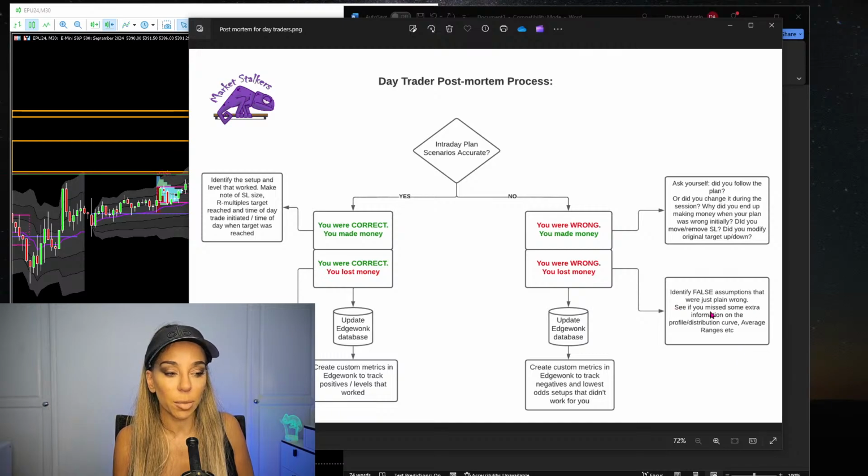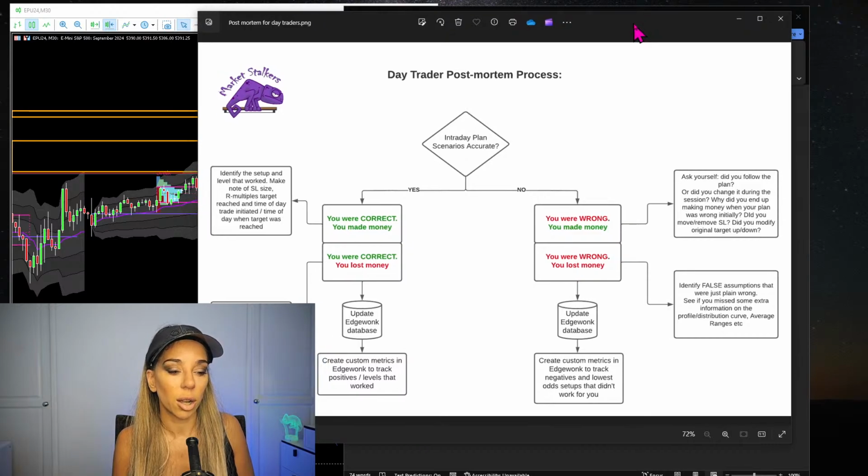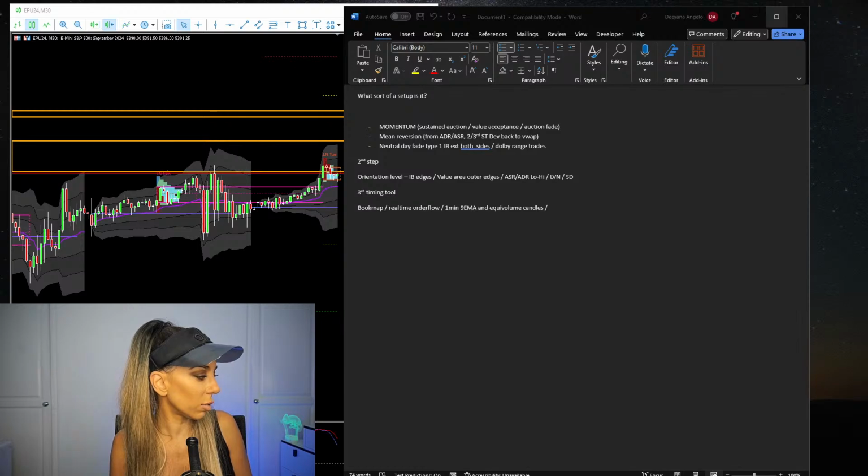So see if you missed some extra information: profile, distribution curve, average ranges. Obviously, I'm using my terminology here. This is for my traders. This is what we try and set up in the Market Stalkers method, and then you just track statistics. So that's pretty much it.